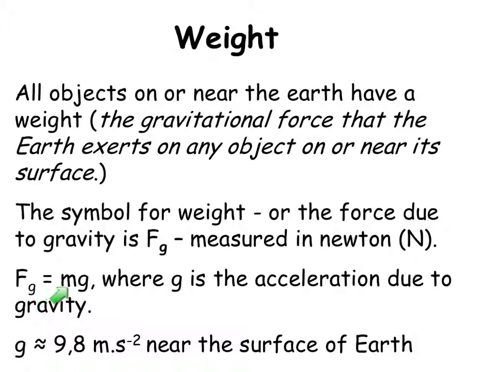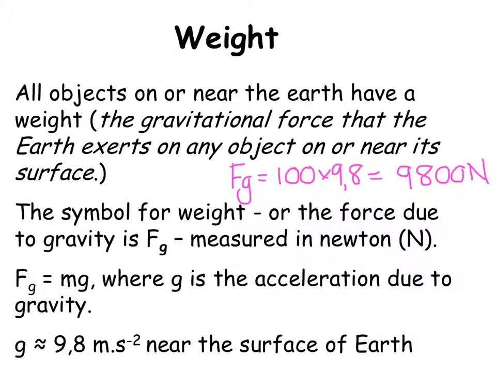Gravitational force is always equal to the mass of the object multiplied by gravitational acceleration, and gravitational acceleration is going to be 9,8 meters per second squared. So if, for example, we've got something that has a mass of 100 kilograms, Fg is going to be equal to 100 times 9,8, mass in kilograms multiplied by 9,8, and you land up with 9,800 newtons is the weight of that object.